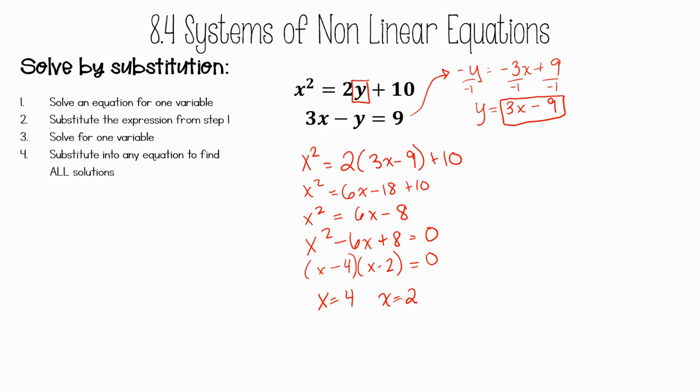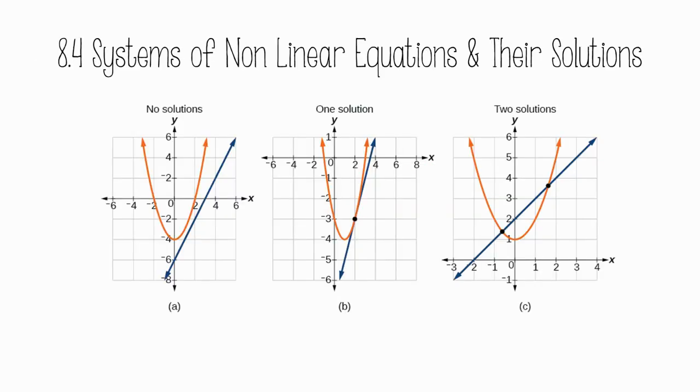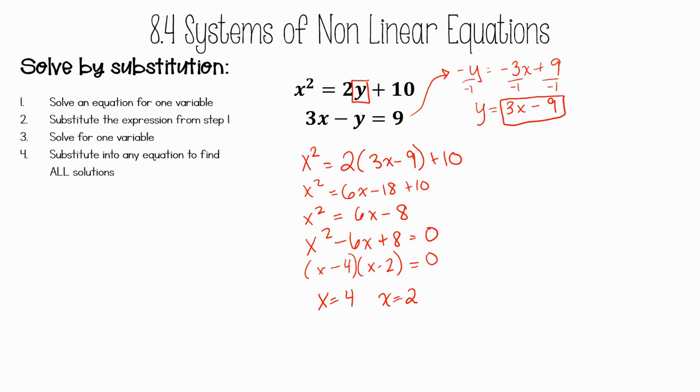And if you took a look from the beginning, I should have addressed this at the start, that this is a parabola and this is a line. We saw from this image that our choices are either 1 solution, 2 solutions, or no solutions. So by getting 2 x values, I know I have 2 solutions to find. So now I can plug in, as long as I did this correctly.